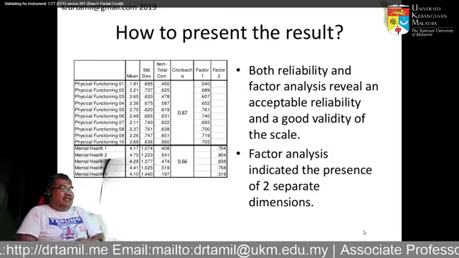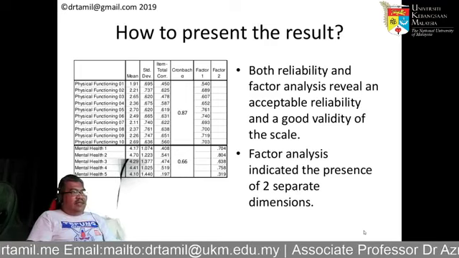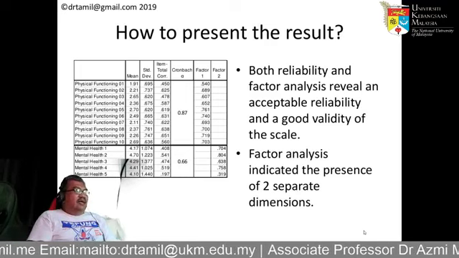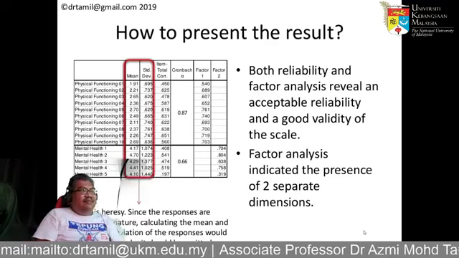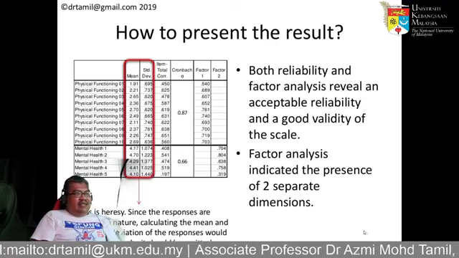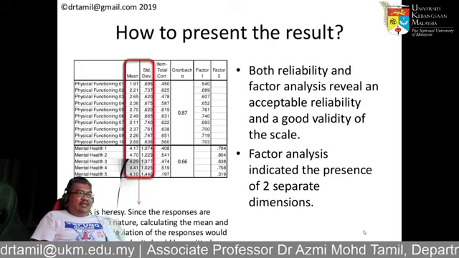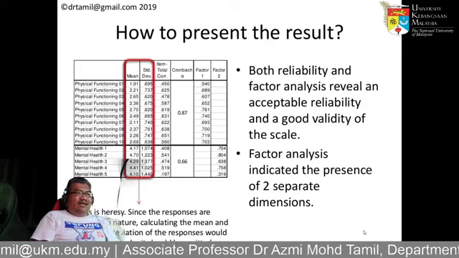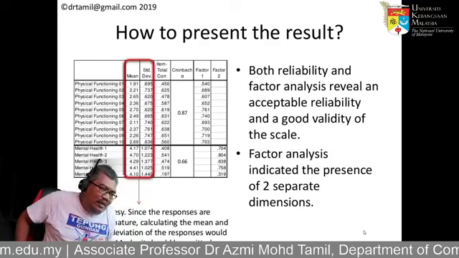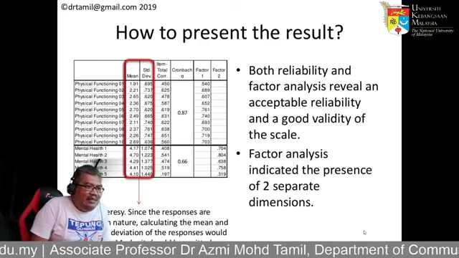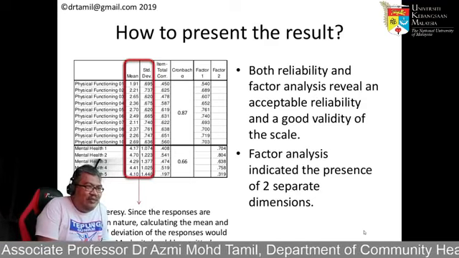This is how we present the results. Cronbach's alpha is 0.87 for physical function, and 0.66 for mental health, and these are the mean, standard deviation, and item-total correlation. But of course, as mentioned earlier, having the mean and standard deviation is sort of heresy, because the responses are ordinal in nature, and for ordinal data you cannot use mean and standard deviation. Maybe it should be omitted, but the convention is to report everything like this. So who am I to say which is right, which is wrong?